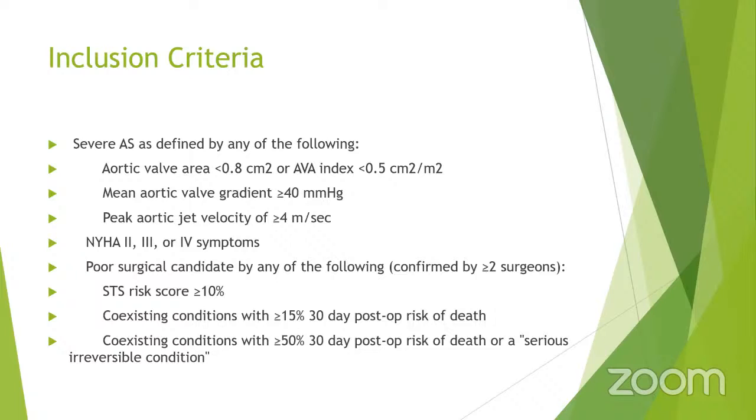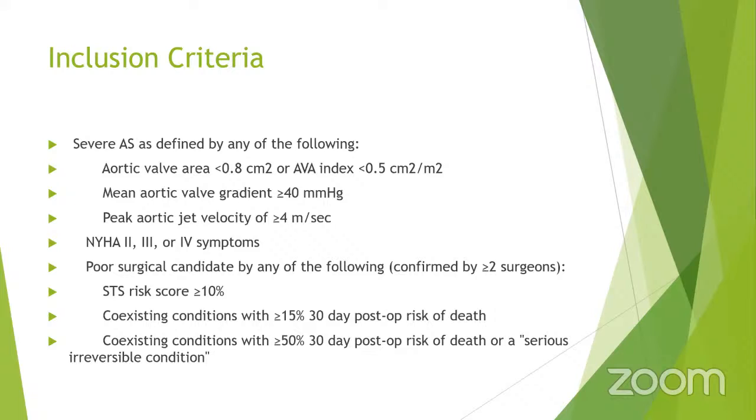The inclusion criteria was severe aortic stenosis, which was defined by any of the following: aortic valve area of less than 0.8 centimeters squared, or an AVA index of less than 0.5 centimeters squared per meter squared, a mean aortic valve gradient of 40 millimeters of mercury or more, a peak aortic jet velocity of 4 meters per second or more, and an NYHA functional class of 2 or more.